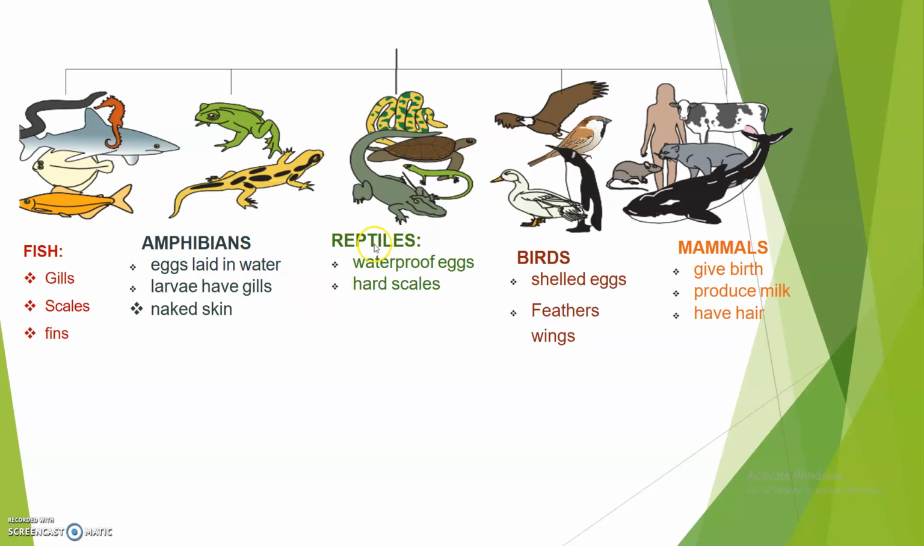Okay. So third category is reptiles. For reptiles, the most important thing is waterproof eggs. So they lay waterproof eggs. That is important about them. And next thing is their hard scales. In the case of reptiles, snake, tortoise, then crocodile are examples. Very common examples are tortoise, snake, crocodile, etc. So reptiles are the third category of vertebrates, and they lay waterproof eggs, and they have hard scales.